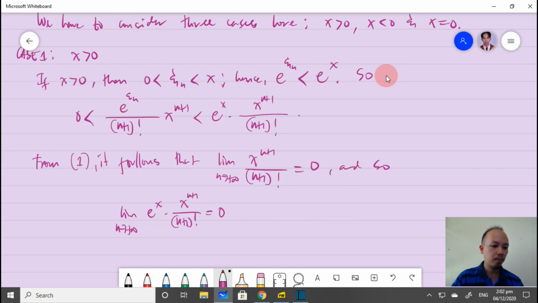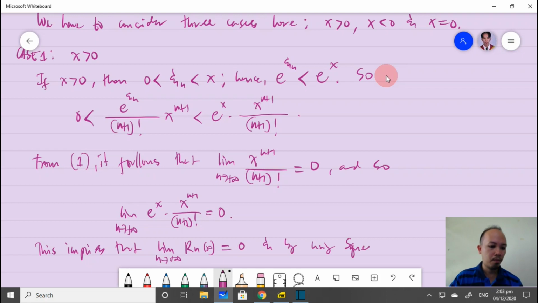So this implies that the limit of r sub n of x as n approaches positive infinity is 0, and by using the squeeze theorem. Okay, so recall this theorem in your Calculus 1.